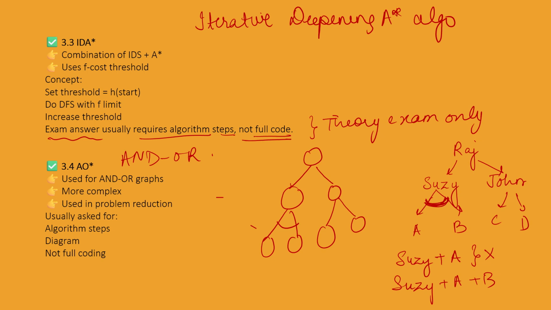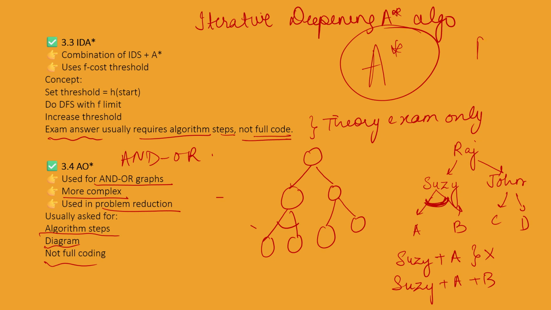A star stands for admissible. It is used for AND OR graphs, more complex, used in problem reduction. Algorithm steps are asked, diagram is asked, and not full coding actually. In A star, A star is really important. Mark my words, A star program is very important. BFS, DFS is really, really important.